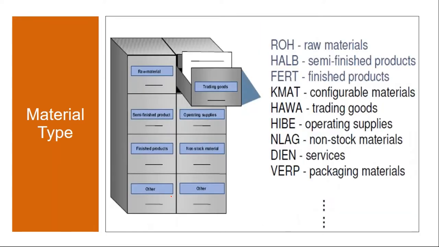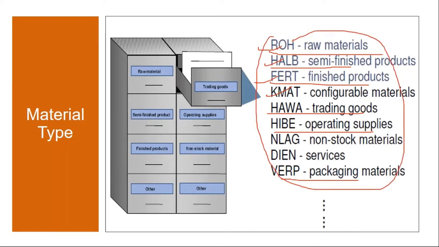So these are some of the material types. The ones I explained are raw material, semi-finished products, and finished products, and you also have other material types like trading goods, operating supplies, like floor cleaning liquids, and packaging materials. These are all standard SAP material types. SAP by default provides these. If you want, you can create your own material type, but that is handled by the MM team. If any new material type is required, they will create it.